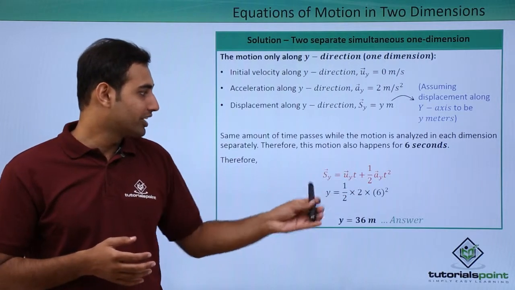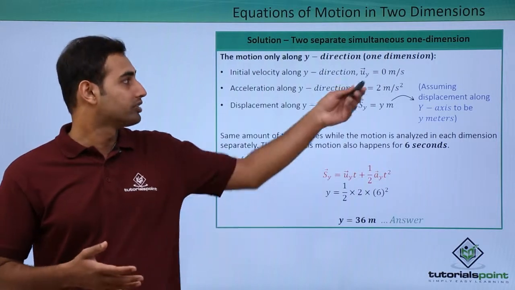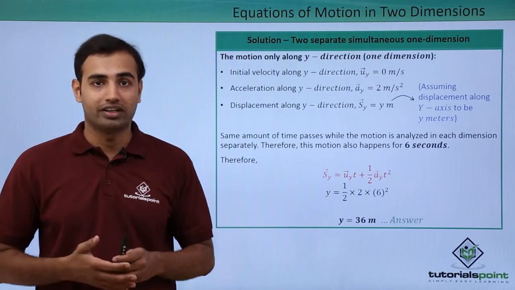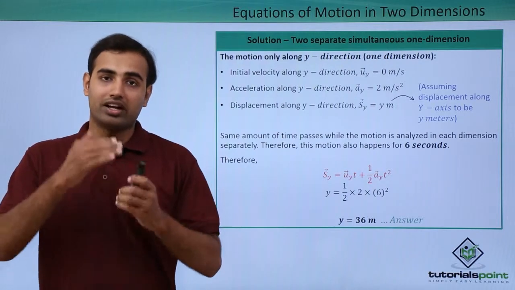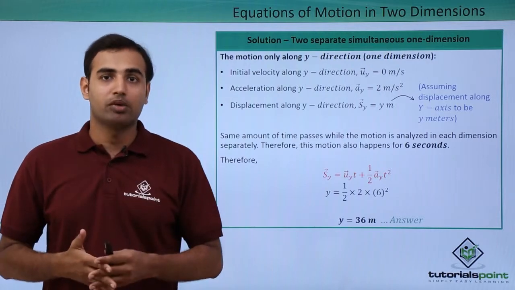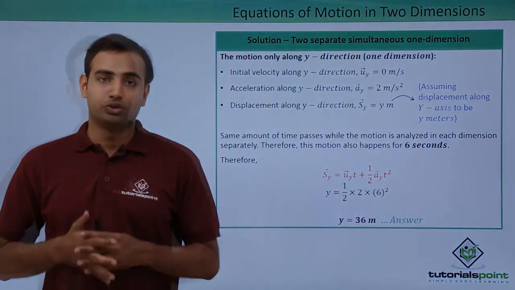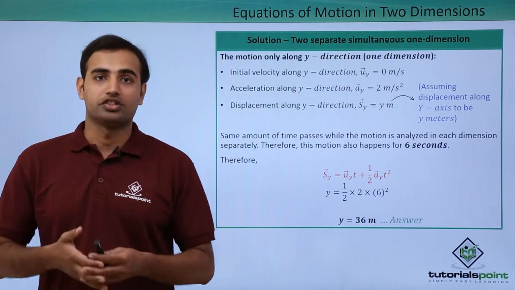So if I put the value of t as 6 and everything else as it is, here uy will be 0 because it is 0 meters per second along the y direction. I obtain y as 36 meters. So the final position along the y direction is 36 meters. This is the same result that we obtained when we used the direct method. So both the methods are equally correct and you can use either of them depending on the situation.